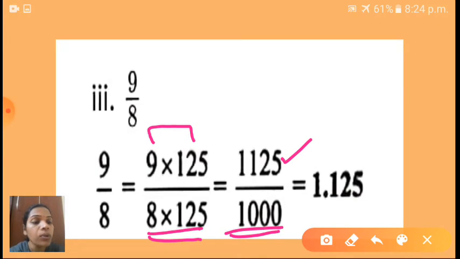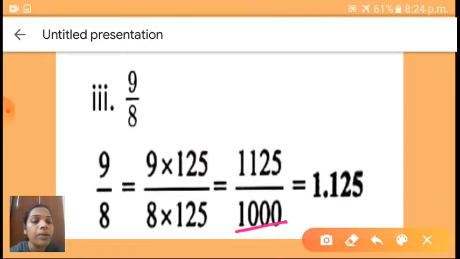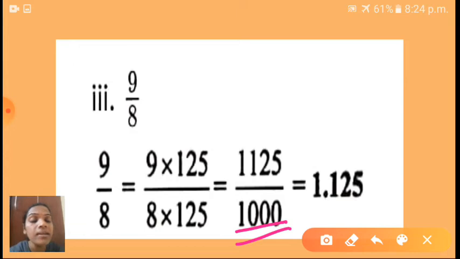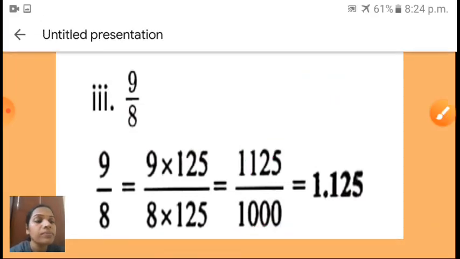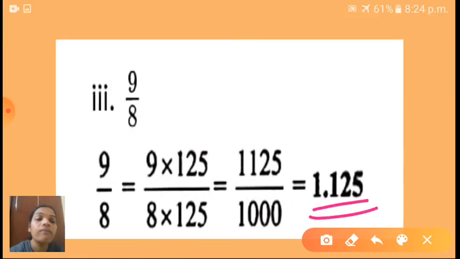Okay, so now you can convert it into a decimal number. Yes, because here the denominator 1000 is there, isn't it children? So here there are 3 zeros, so you have to count 1, 2, 3. So the decimal point will come here. So children, you have to count from right towards the left side. Okay, you don't count like this. Understood children? So your answer is what? 1.125. Okay, shall I go to the next now?